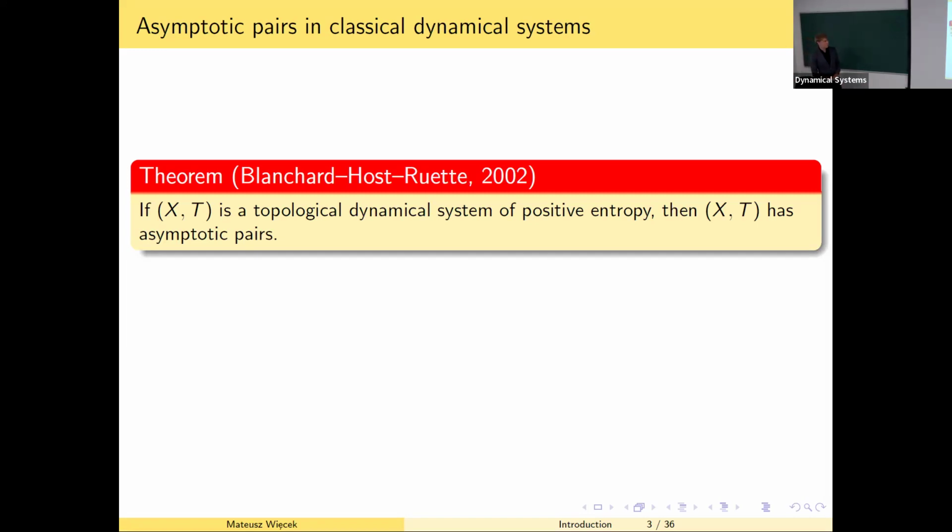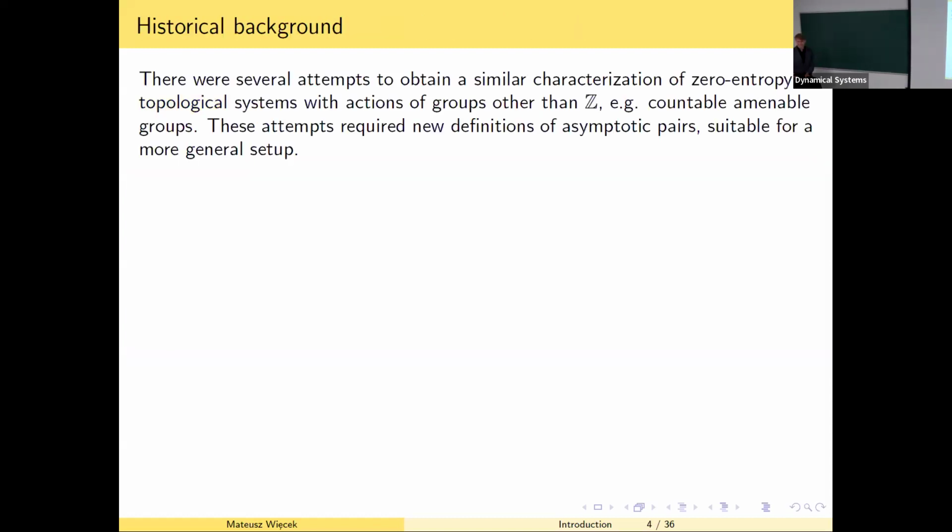So first, in 2002, Blanchard-Host-Ruette proved the following theorem: if a topological dynamical system has positive entropy, then it admits asymptotic pairs. And later in 2010, now it works.